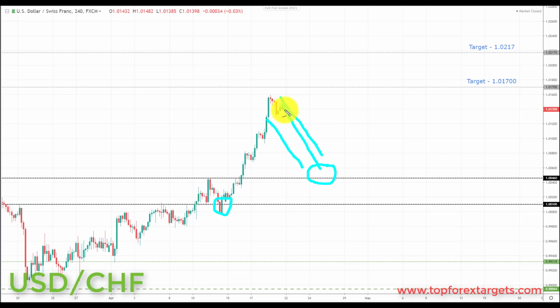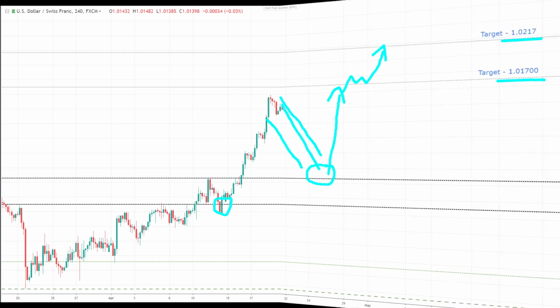So very simply put, if we get a pullback, preferably to the 1.00460, any pullback in this area is going to give us the opportunity to look for bullish formations and patterns. And if we start to get the right kind of bullish formations and patterns, we're going to be looking at initiating longs up towards the next key area of resistance to the upside and the target set, the 1.0170. And if we can get a break through here, we're going to be looking up towards the next key area of resistance to the upside and target 2 at the 1.0217.